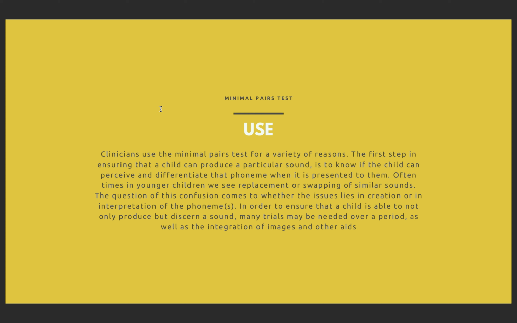Clinicians use the minimal pairs test for a variety of reasons. The first step in ensuring that a child can produce a particular sound is to know if the child can perceive and differentiate that phoneme when it is presented to them. Oftentimes, in younger children, we see replacement or swapping of similar sounds. The question of this confusion comes to whether the issue lies in creation or in interpretation of the phonemes. In order to ensure that a child is able to not only produce but discern a sound, many trials may be needed over a period, as well as the integration of images and other aids.